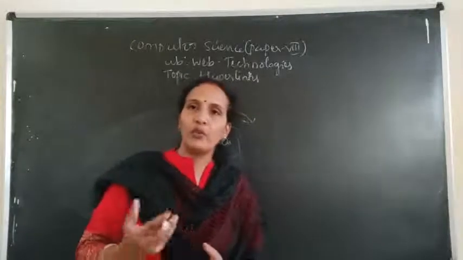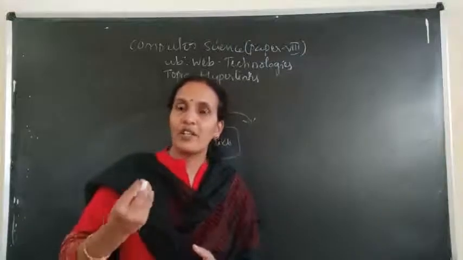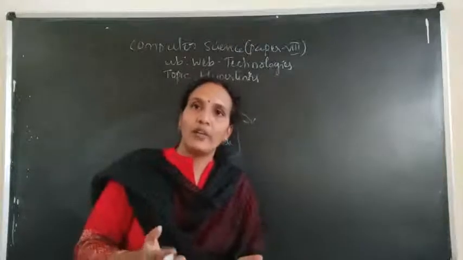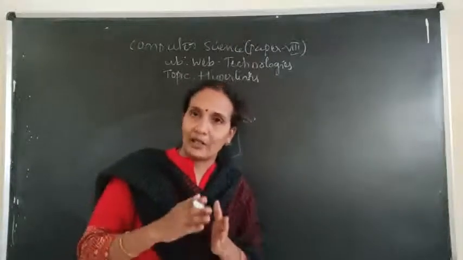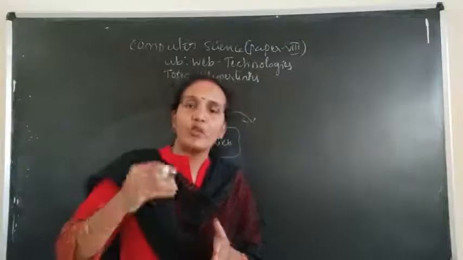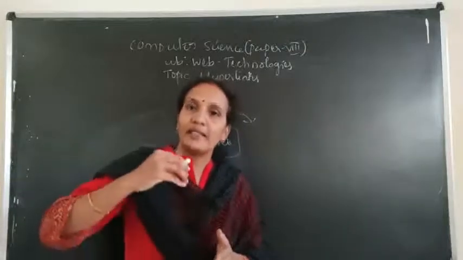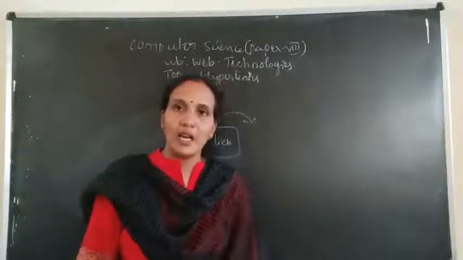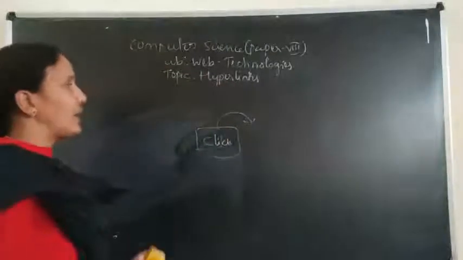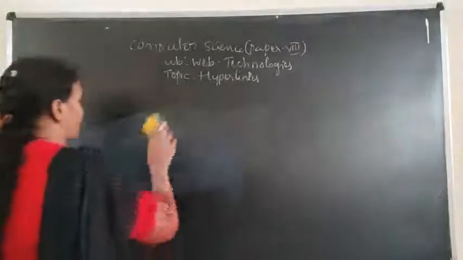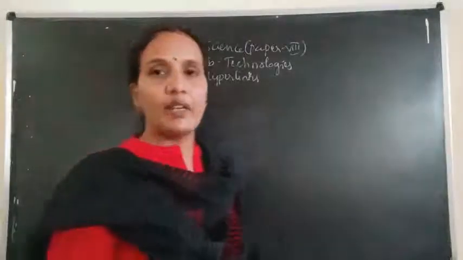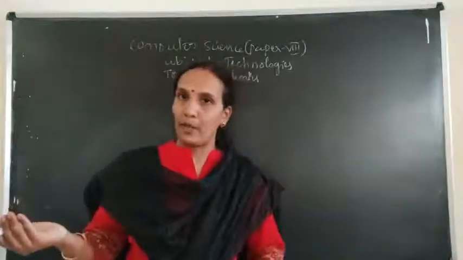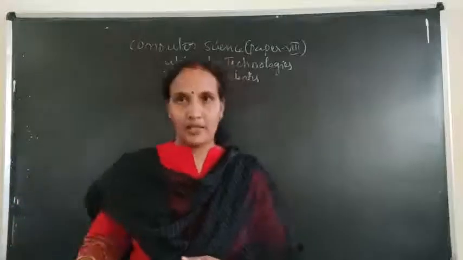If you want to move from one section or page to another page, there should be a text or an image. When you click on that, at that point only the link will be activated, and you will move from the current section or page to another page. That is a hyperlink. Understood what hyperlinks are? Hyperlinks allow the user to navigate between documents. Using hyperlinks, the user can jump from one page to another page, one section to another section.